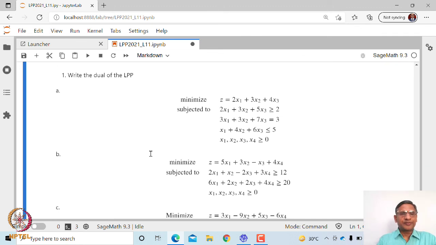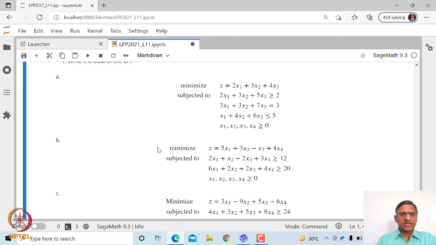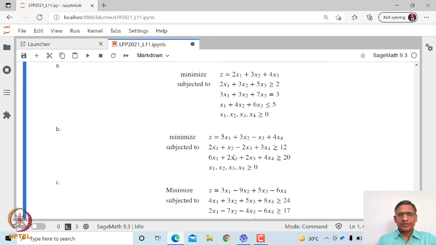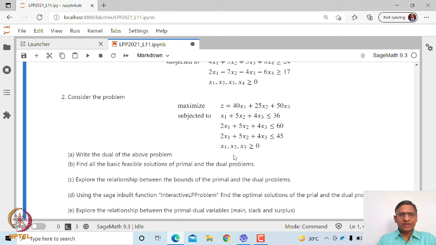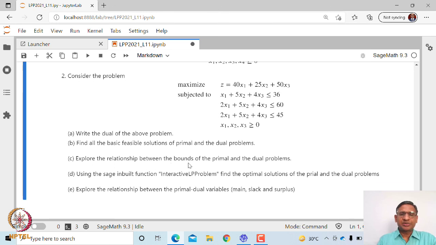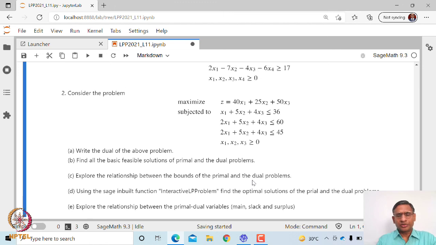Okay, so let me leave you with a few exercises. So the first three exercises are to find a dual of each of this problem. This is the first one, second one, and the third one. And in the second problem, you write again the dual, and then find out all basic feasible solutions of the primal and dual, as we have done for one of the problem. Explore the relationship between the bounds, right? And then use the Sage inbuilt function interactive LP problem to find the optimal solution of the primal and the dual, and then explore the relationship between the primal dual variables, the main variable, or slack variable, and surplus variable. So that is what you have to solve these things.